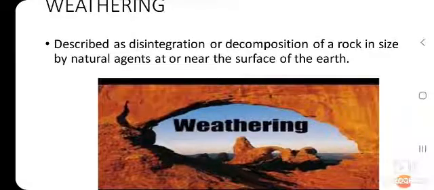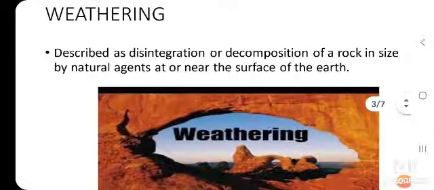Weathering is described as the disintegration or decomposition of rock in size by natural agents at or near the surface of the earth. Natural agents. What are natural agents? Like wind, water, all these are the natural agents at or near the surface of the earth.